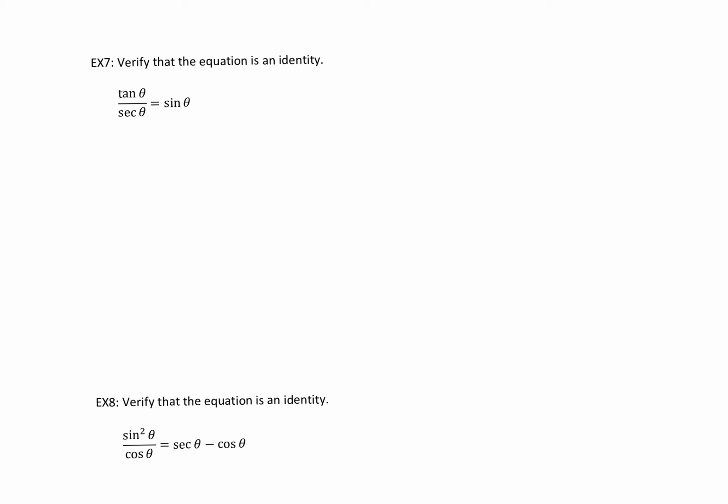So it says verify that the equation is an identity. Again, we're not solving, it's solved. There's the solution right there. It says tangent divided by secant is equal to sine. We just have to verify this is true. So the more complicated side to me is tangent over secant. That's where I'm going to start.